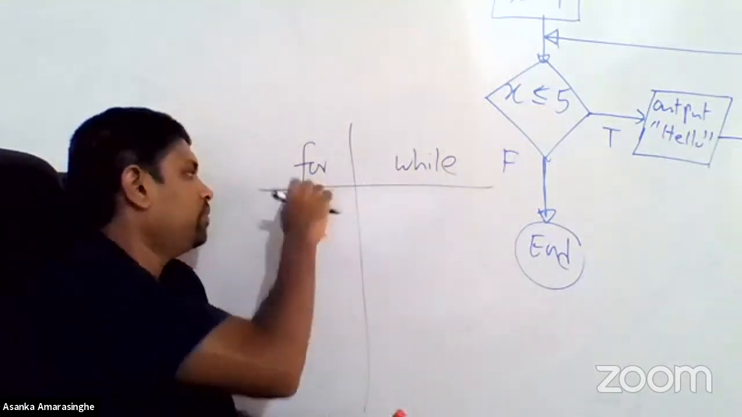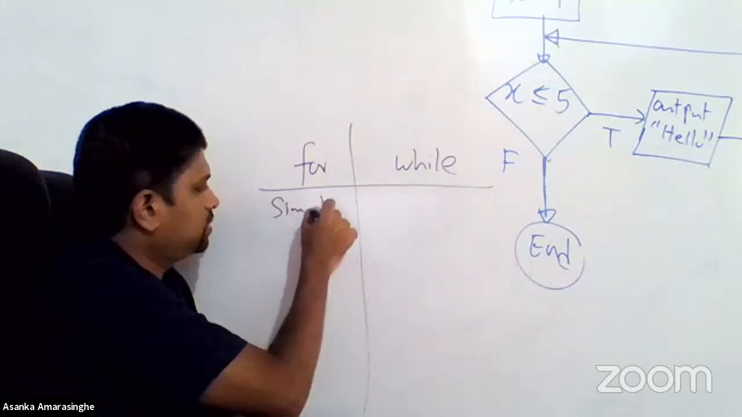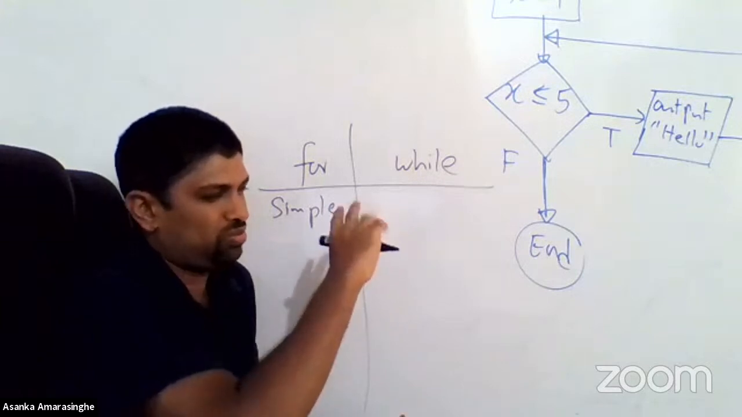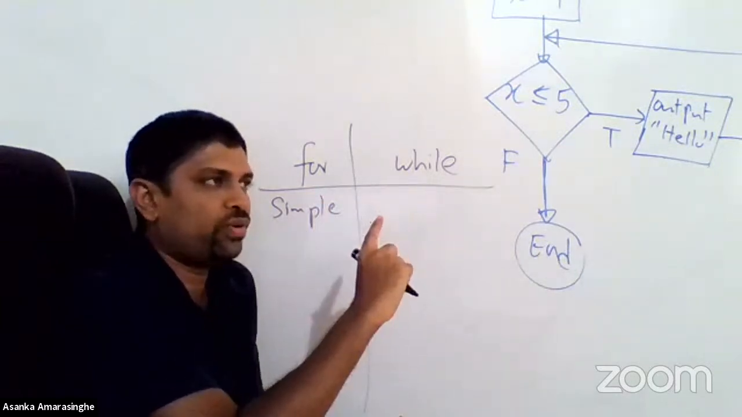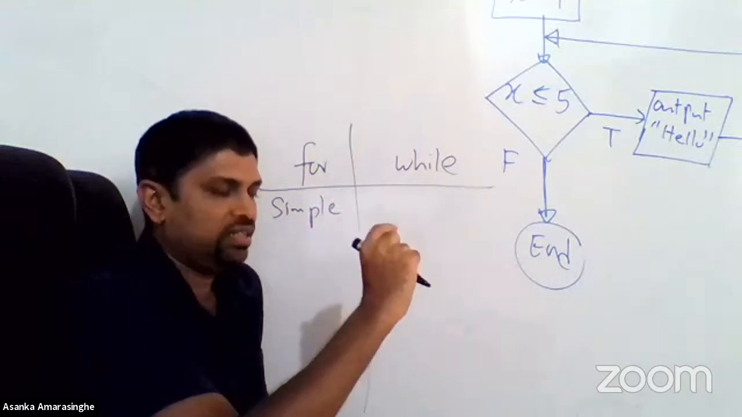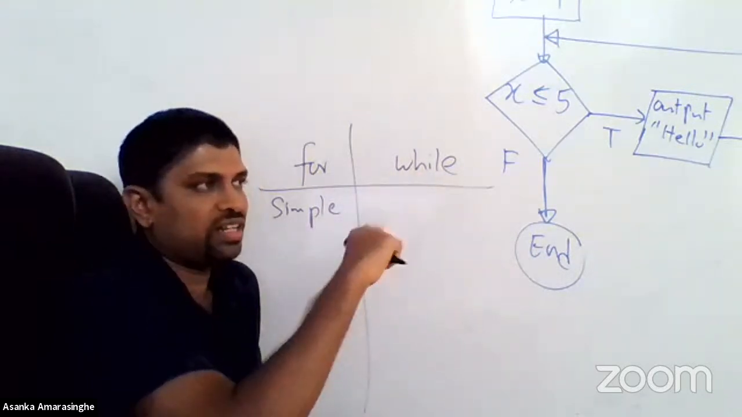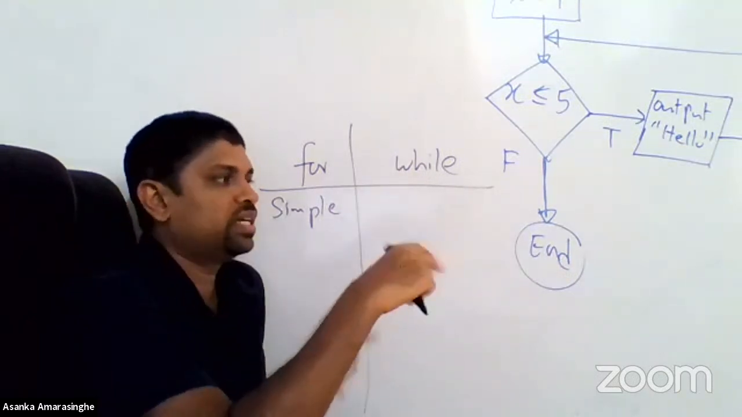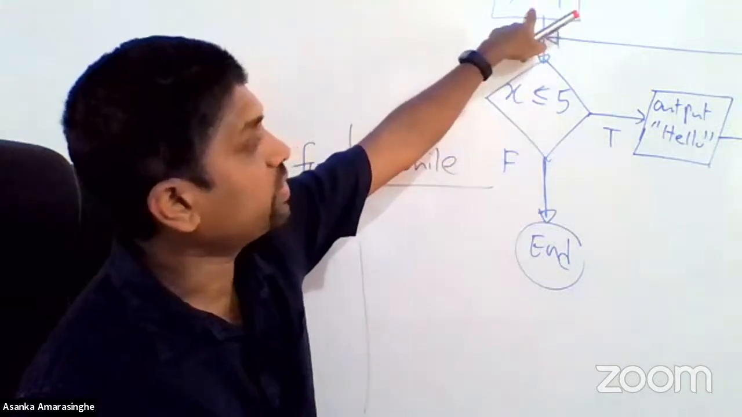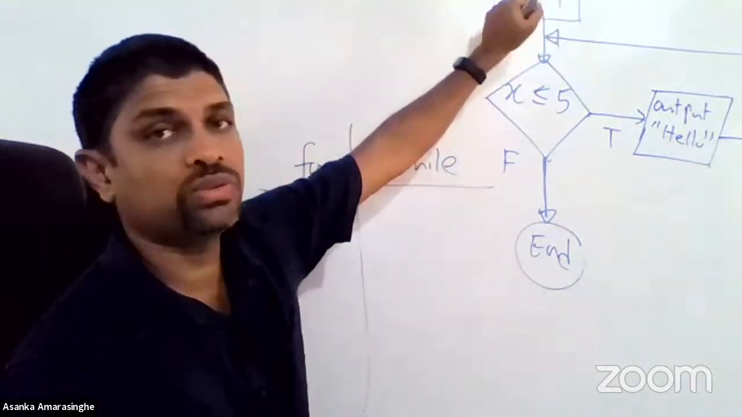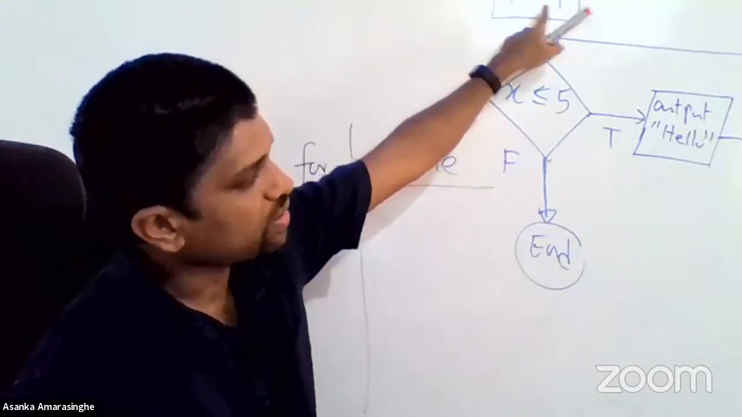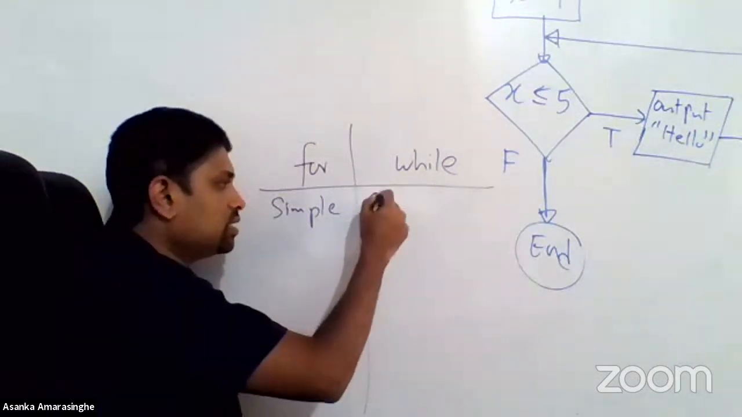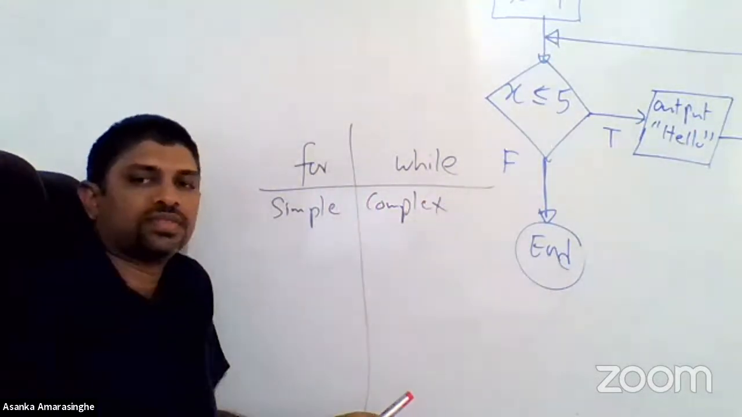Normally, the for statement is simple. It is simple because you can put everything within one line: for, variable, in, and you can use the range function. By using the range function, you can put a starting value, an end value, and the step size, everything. In the while case, you have to specify the starting value separately, and you have to put the increment or decrement, right? So this is simple. This is a little bit complex. Okay.